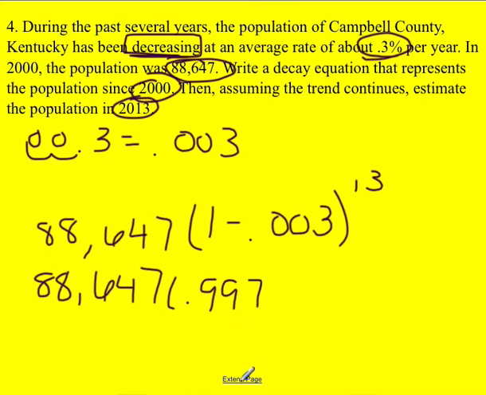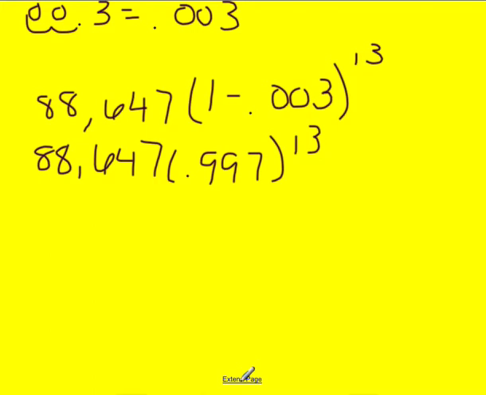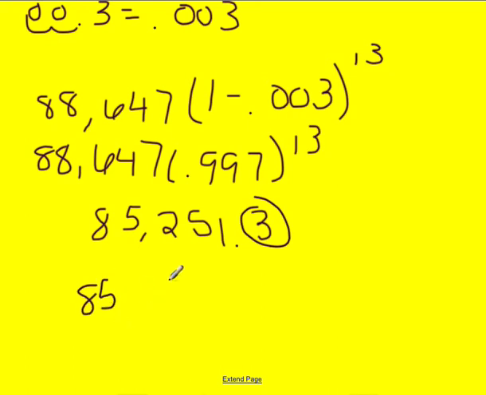Okay, so when you type this into your calculators, you end up getting 85,251.3. And we kind of talked about this on the previous note sheet. When you are talking about a living person, you don't want to have 0.3 of a person, okay? That doesn't make sense. You want to look at your rounding. Because this is less than 5, we can just cut the number off and keep it the same. So that's going to be 85,251 people that are still living in Campbell County.